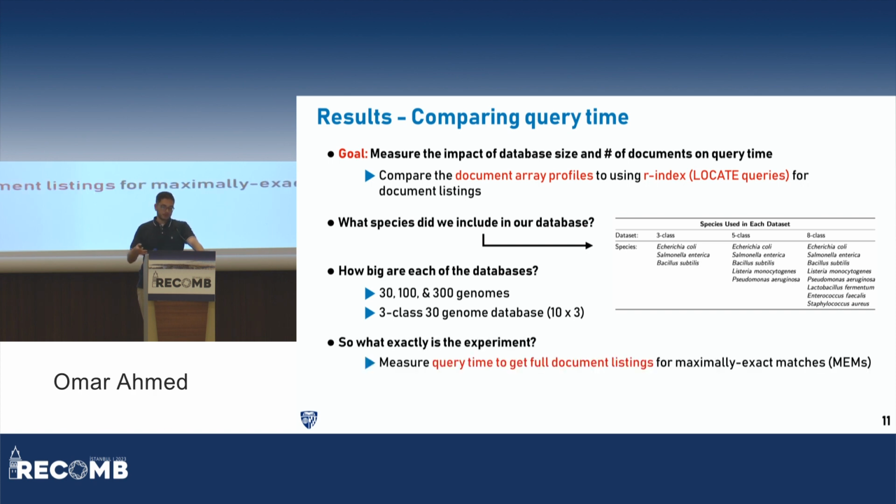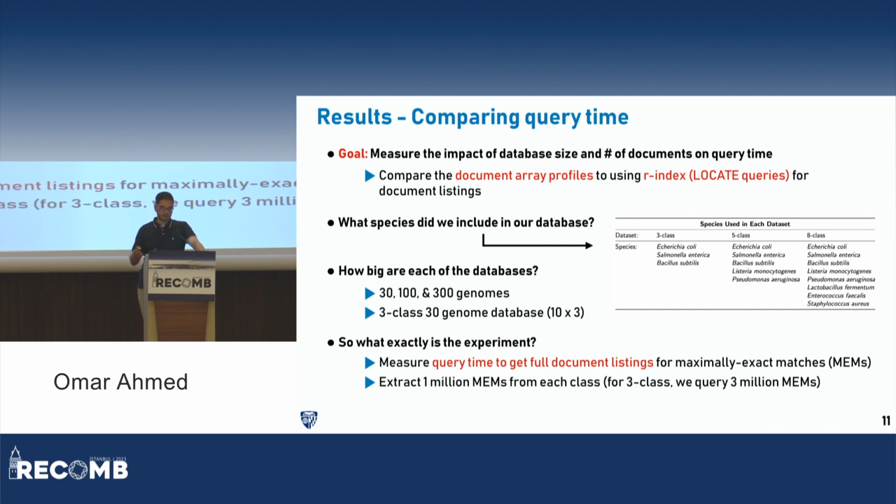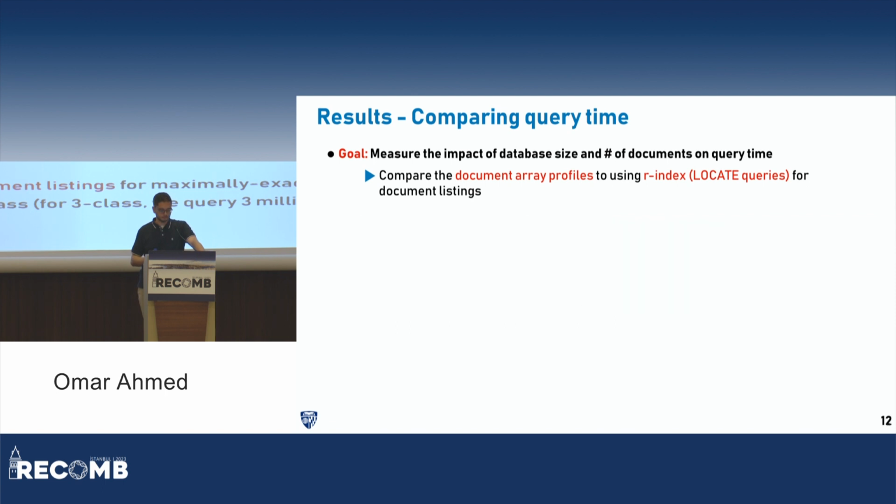In the actual experiment, we're measuring the query times it takes to get those document listings that we did an example of for maximal exact matches. To quickly define MEMs, you can think of them as substrings from your read that you can't extend to the left or right anymore and still find an exact match in the text. They're substrings we use to query our database. We extract 1 million of these MEMs for each class. So for a 3-class scenario, we'd query with 3 million MEMs and compare the query time using the r-index versus the new data structure, the document profiles.